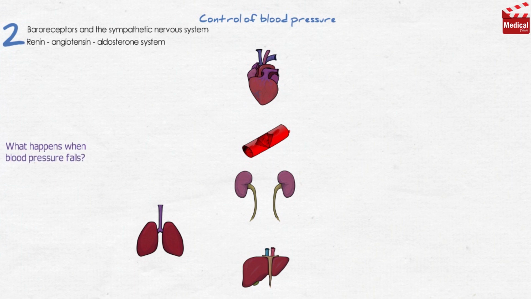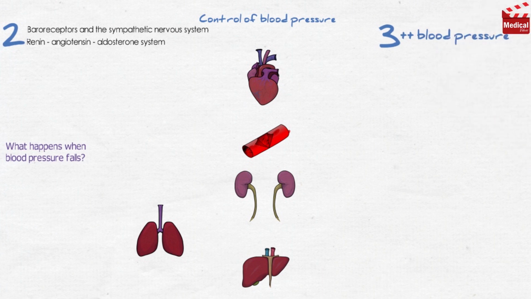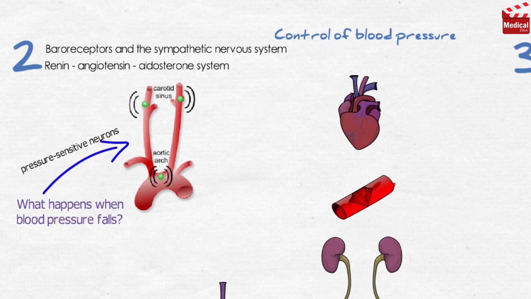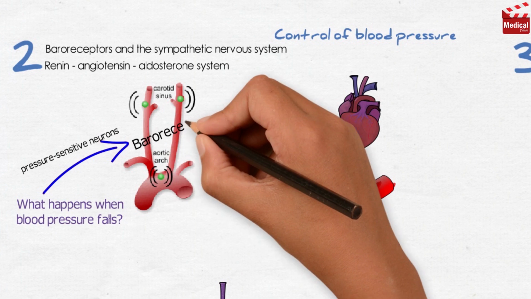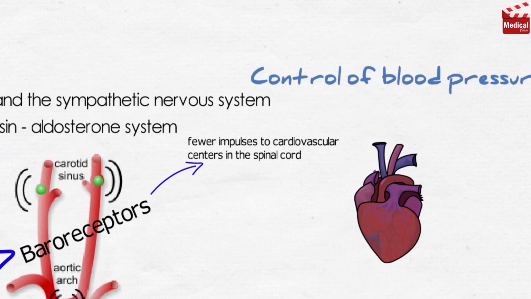Before we begin, you should know that three processes increase the blood pressure: increasing cardiac output, increasing peripheral resistance, or increasing blood volume. A fall in blood pressure causes pressure-sensitive neurons in the aortic arch and carotid sinuses, that are called baroreceptors, to send fewer impulses to cardiovascular centers in the spinal cord.